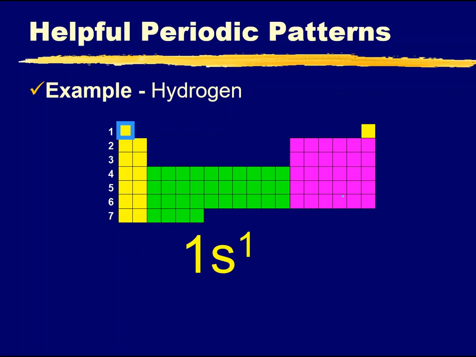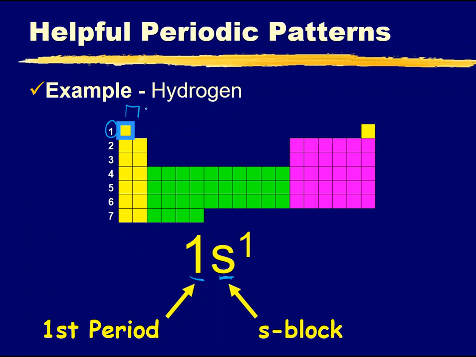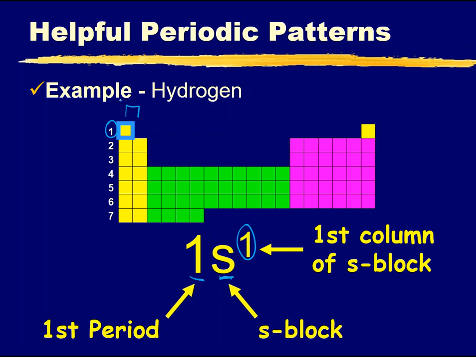So hydrogen's going to be 1s1. Only 1 electron, it's going to put that electron in the 1s because it's the lowest energy level possible. We know this. So where are we getting this from? The 1 is the period right here. The s is the S block right here, S block. And this 1, of course, is from being in the first column of the S block. So I know how to fill that completely.